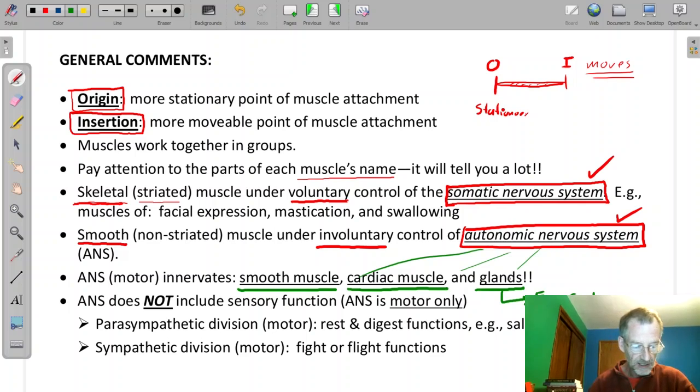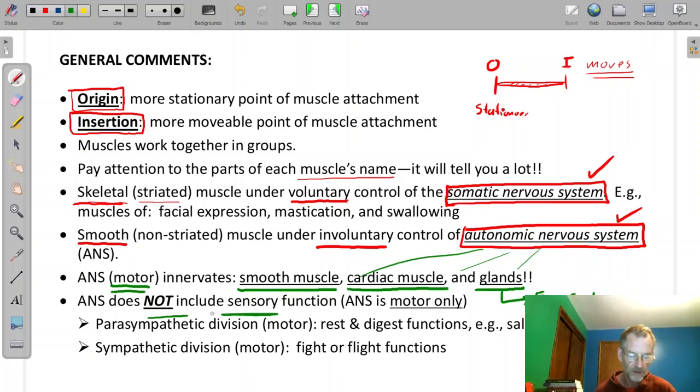Involuntary. And keep in mind that the autonomic nervous system is motor only. That means that the autonomic nervous system does not include sensory. Sensory is a whole different division of the nervous system. So the sensory nerves from your teeth, your gums, your skin, all of that which is sensory, it's not motor, it's a different division of the nervous system. And again, we'll come back to that.